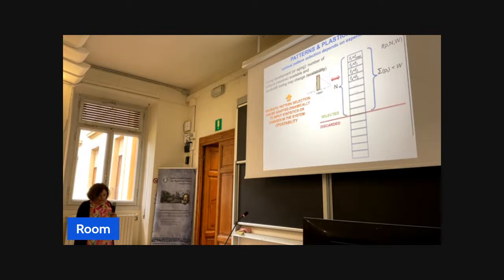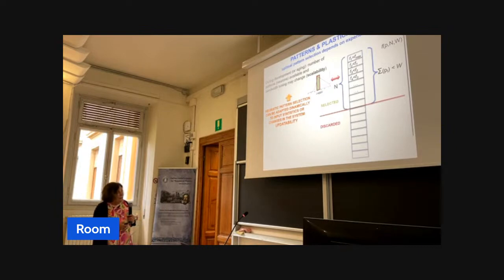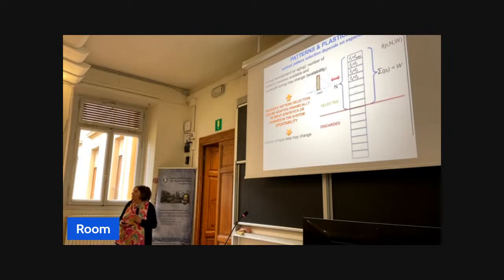So in this case, for example, if the bandwidth decreases, the selection changes, and the boundary between selected and discarded features changes. Another condition is when the statistics of individual data change.